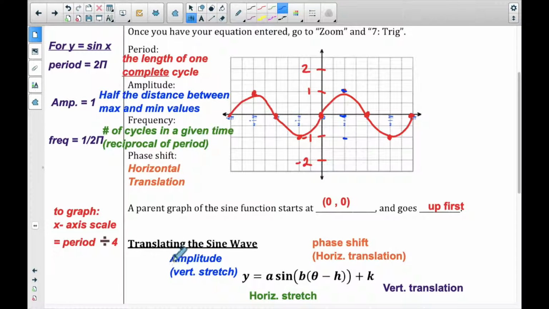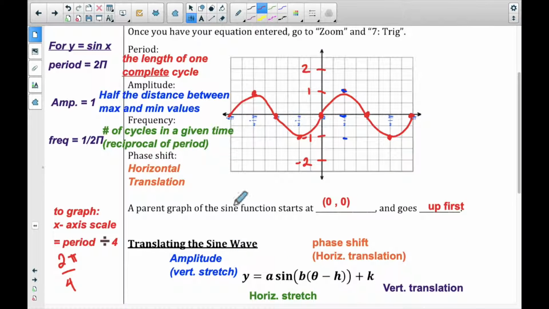I mentioned HIVO a second ago. Oh, before we do that, over here on the left, to graph this, for your x-axis scale, let's take the period and divide by 4. So in other words, once again, for a parent function, we're going to take 2 pi and divide by 4 in order to get our period. So here's my 2 pi. I divided that into 4 sections, and that's how I'm going to give my x-axis, okay?